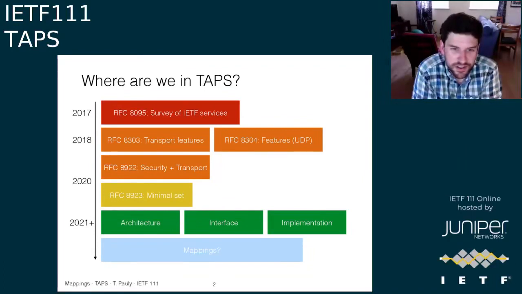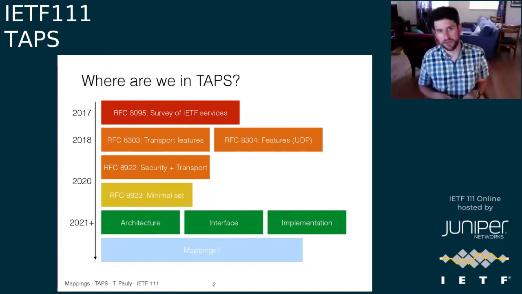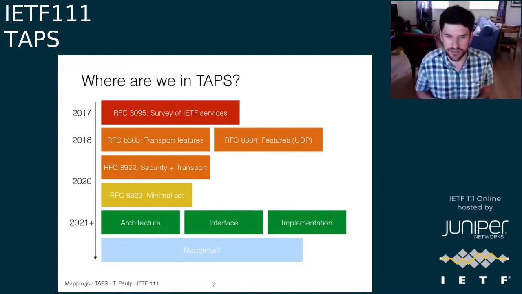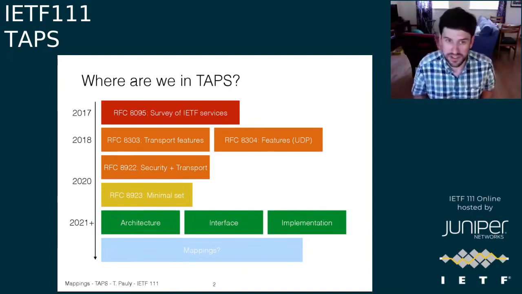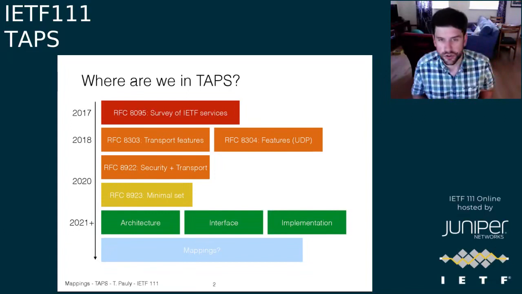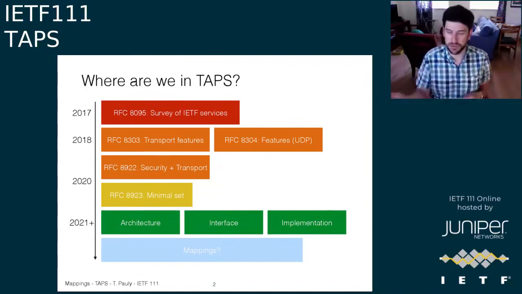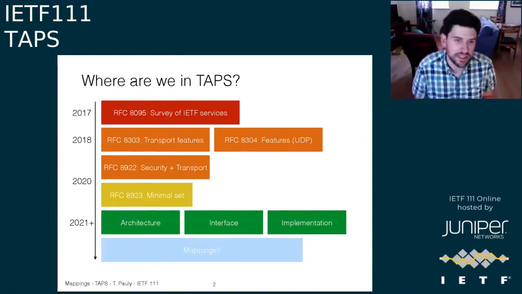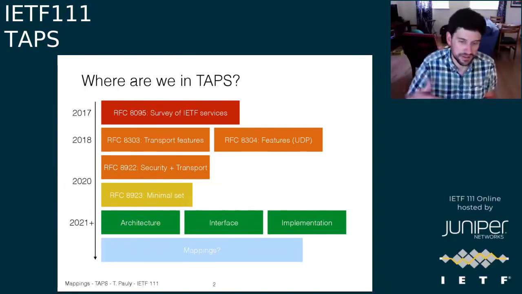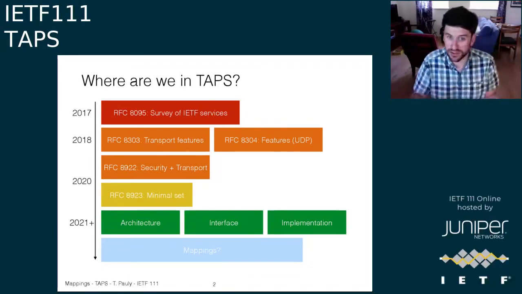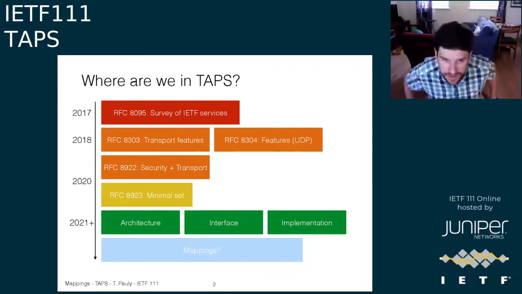Here's a history of all of the documents that TAPS has been working on so far. Back in 2017, TAPS' first RFC got published as essentially the survey of the different IETF transport services that existed. Shortly after that, in 2018, we had documents that went over all of the different transport features for both reliable and unreliable transport protocols. Later, around 2020, we realized we needed to also include security in this survey of all of the different features and protocols out there.